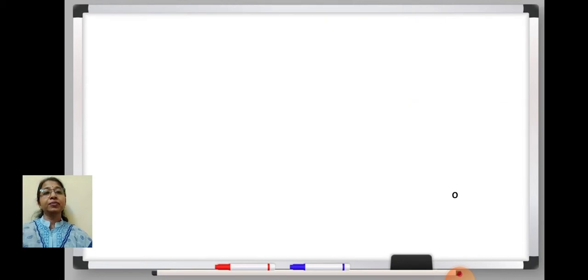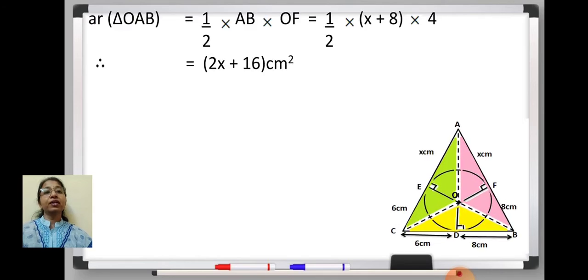Now the third triangle, shown by pink color, triangle AOB. Again the same formula, half base into height. Half base is AB, which is x plus 8, into height, the radius of the circle, perpendicular length 4. Then again simplify this. So 2 2s are 4 and that 2 you multiply inside the bracket. So you will get 2x plus 16 centimeter square. So in this way we have calculated the areas of all the 3 triangles.